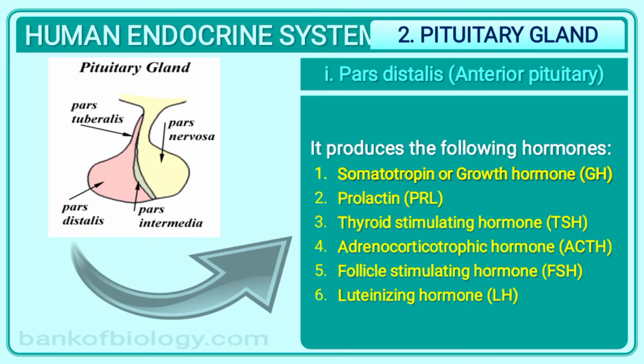Anterior pituitary produces the following hormones: somatotropin or growth hormone, prolactin, thyroid stimulating hormone, adrenocorticotrophic hormone, which is also called ACTH, follicle stimulating hormone, FSH, and luteinizing hormone. These last two are also involved in the menstrual cycle of the female.